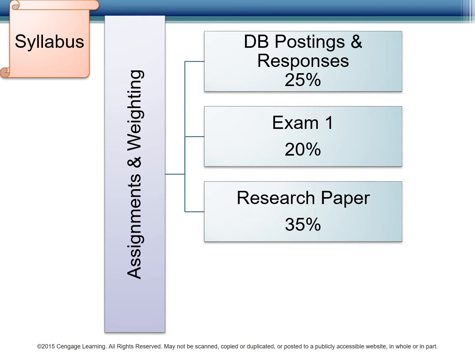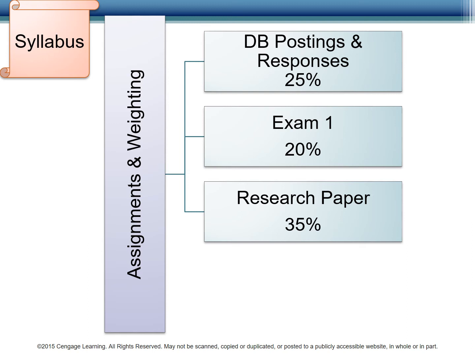The research paper is worth 35% of your grade. Components of the research paper include submitting your topic, 1.5 points, completing an annotated bibliography, 3.5 points, and the final research paper, 30 points. Start working on your research paper as soon as possible.